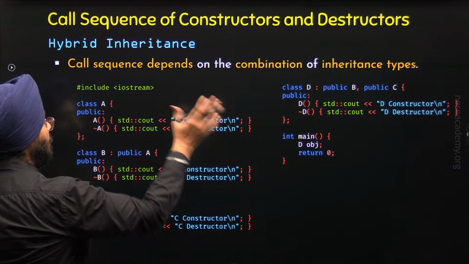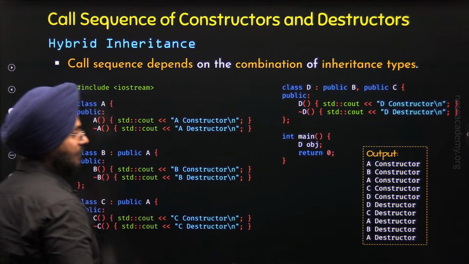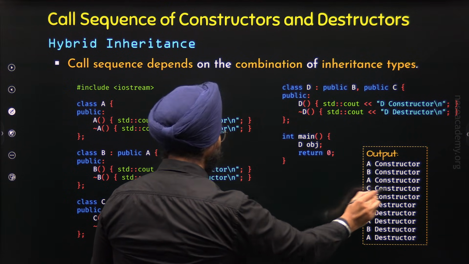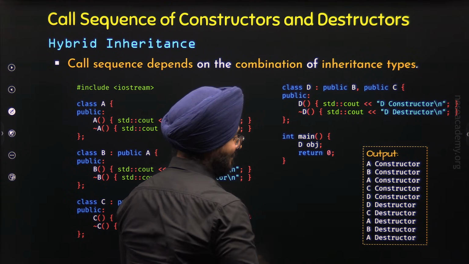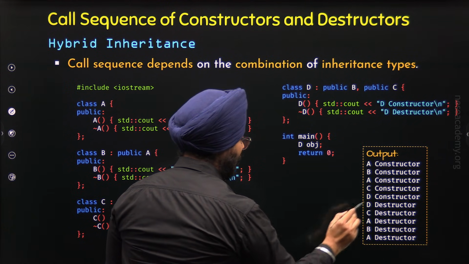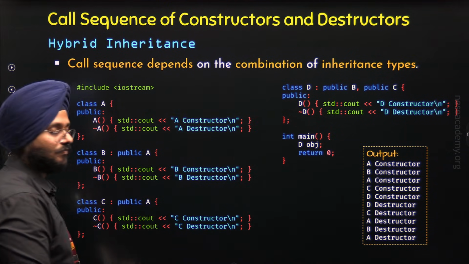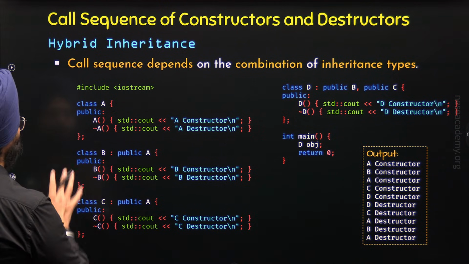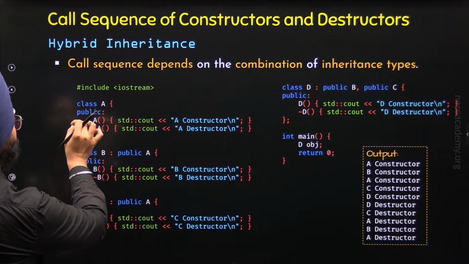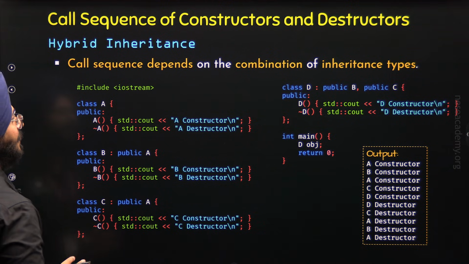And the destructors will be called in the reverse order. So we know what is going to be the output. We will get this output: A constructor, B constructor, A constructor, C constructor, then D constructor. After this, we have D destructor, C destructor, A destructor, B destructor, and A destructor. So with this, we have properly understood what happens in case of hybrid inheritance. Call sequence in this case depends on the combination of inheritance types.